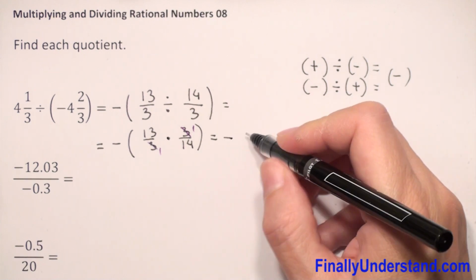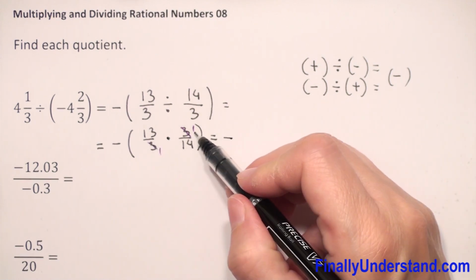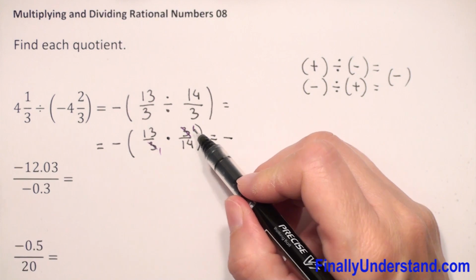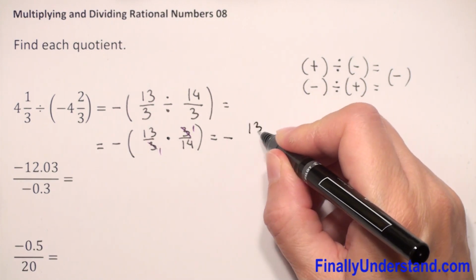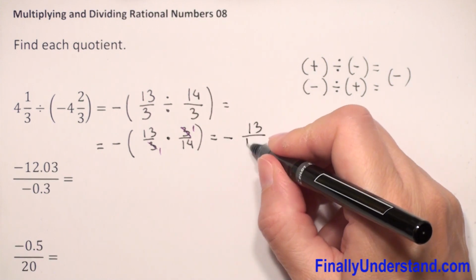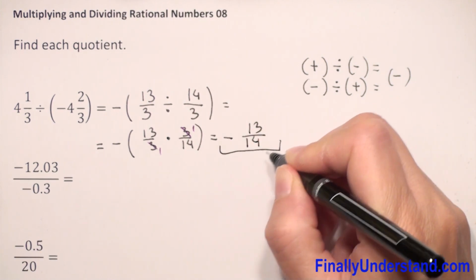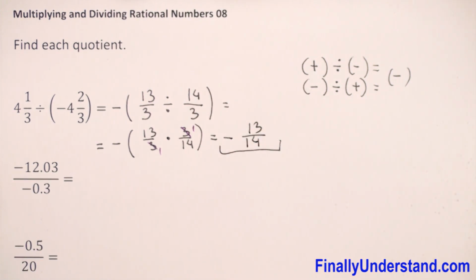We copy negative sign and we have 13 times 1, we multiply numerator times numerator, denominator times denominator. 13 times 1 is 13. 1 times 14 is 14. So we got our solution.